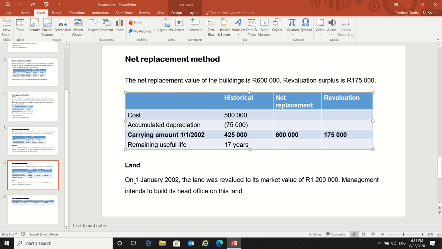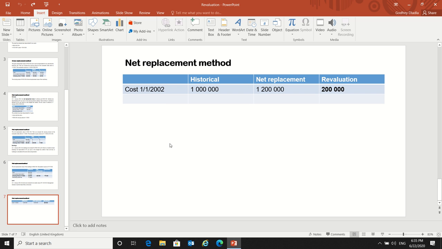Then let's go to land, which is the one at the end. On 1 January 2002, the land was revalued to its market value of 1.2 million. Management intends to build its head office on this land. Fine. Now let's look at the land. Net replacement. The land historically is 100,000. The net replacement is 1.2 million. The revaluation is 200,000. Remember, land you don't depreciate. If you don't depreciate, then you can't have carrying amounts. We just have basically the normal cost in terms of this asset.